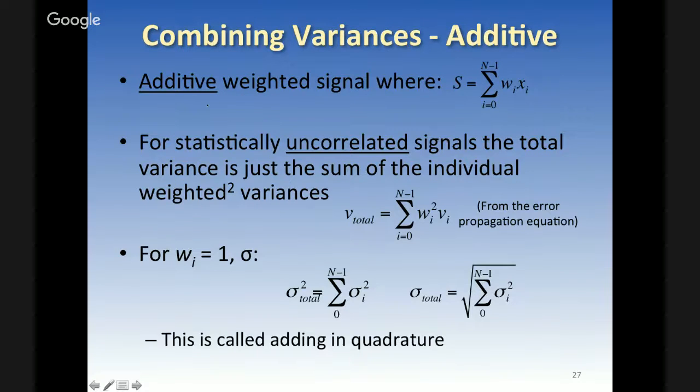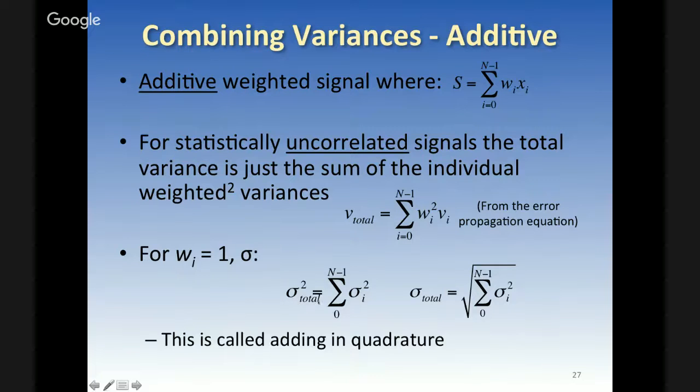What we're trying to figure out is, if we have a weighted signal where the signal is equal to the sum of a bunch of weighted values, for statistically uncorrelated signals, the total variance is just the sum of the individual variances weighted by the square of the weighting. So the total variance is the square of the weights times each individual value, and we sum them up. If the weights are all equal to 1, that simplifies everything here. We can calculate how the sigma adds up.